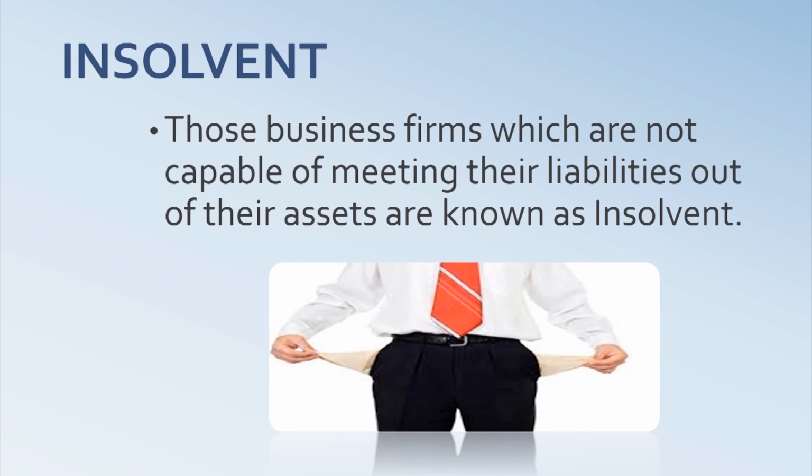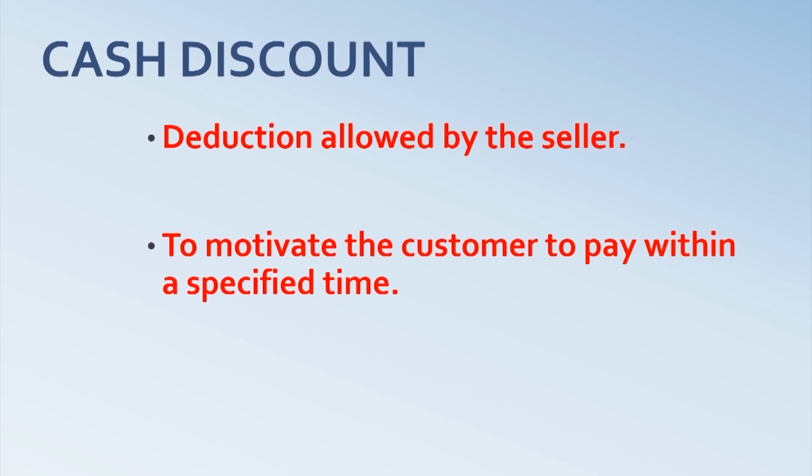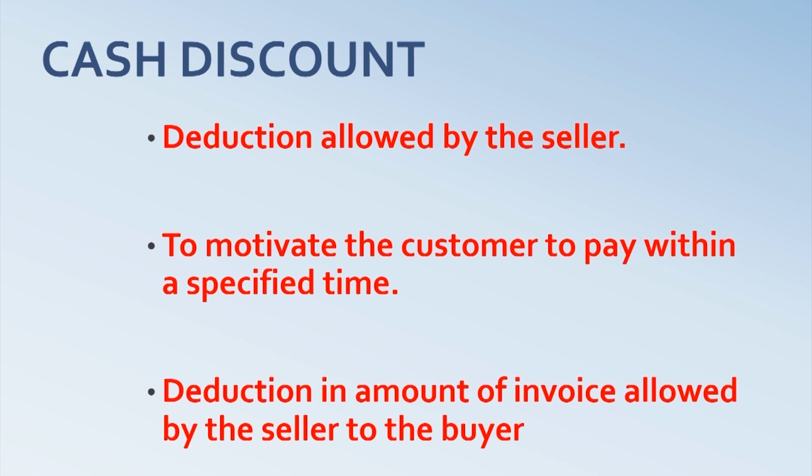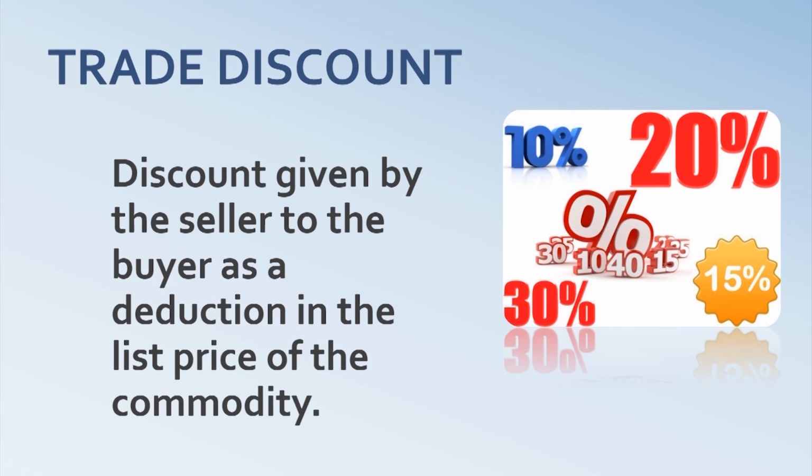Moving further, next one is cash discount. A cash discount is a deduction allowed by the seller of goods or the provider of services in order to motivate the customer to pay within a specified time. The seller or provider often refers to the cash discount as sales discount. The buyer often refers to the same discount as purchase discount. In simple words, it is a deduction in the amount of invoice allowed by the seller to the buyer in goods or services.